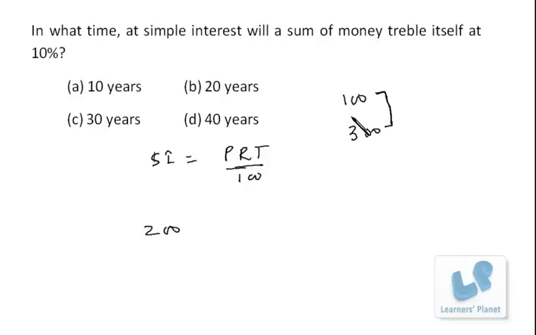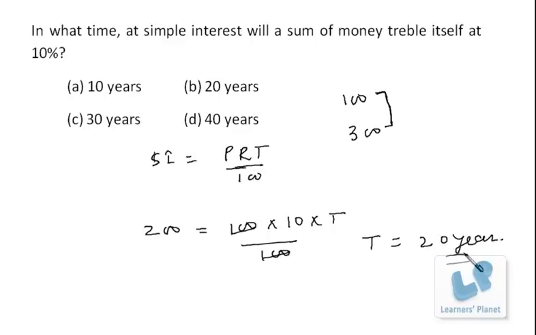Suppose the money is 100. Principal is 100 only. Rate of interest is 10. Time we have to calculate. Divide by 100. So what is T? T is 20 years. Clear?